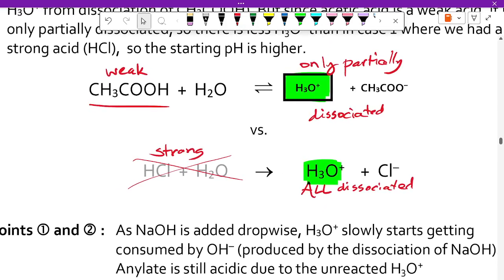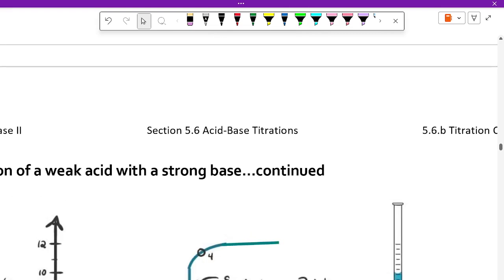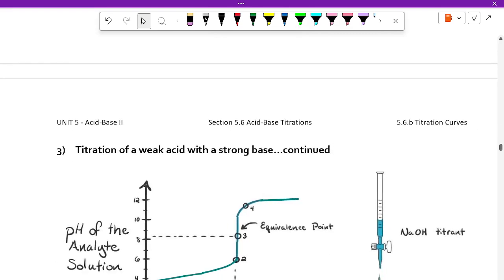Between points 1 and 2, as NaOH is added dropwise, H3O+ starts slowly getting consumed by the OH-. So the analyte is still acidic due to the unreacted H3O+. We are still continued here.